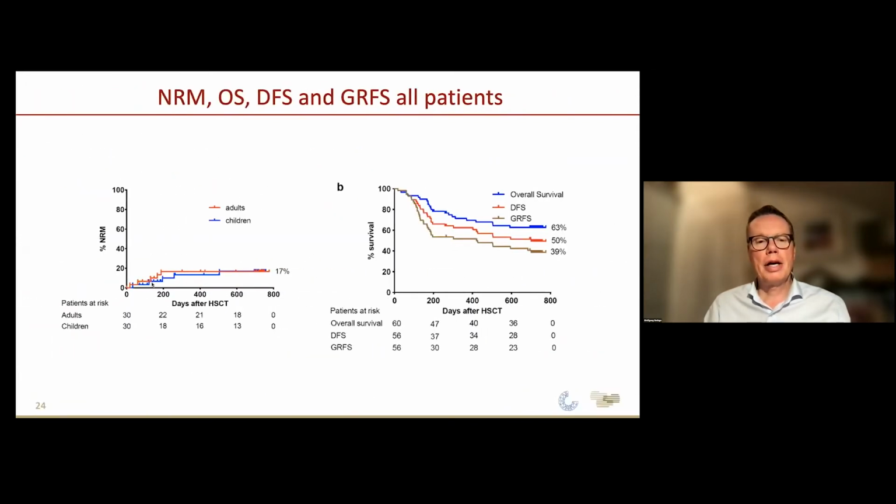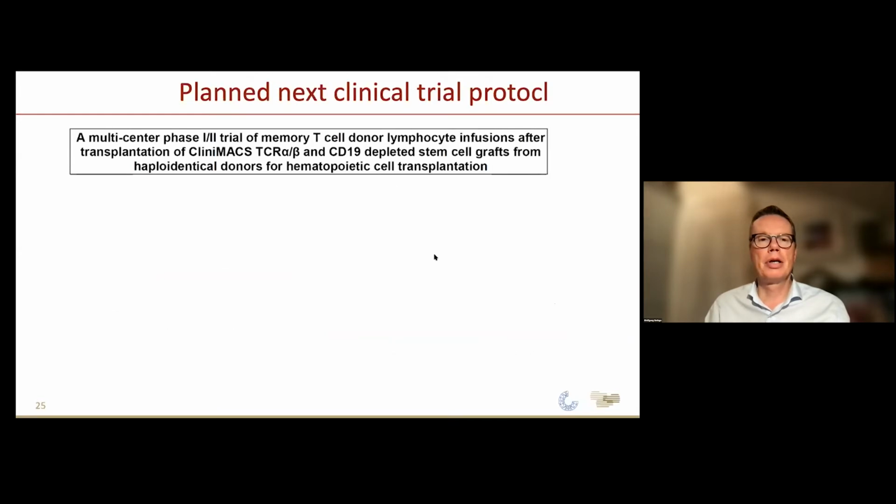Treatment-related mortality in the pediatric population was about the same as in the adult population. If you look at the overall disease-free survival and GVHD-free, relapse-free survival curves of the whole cohort, you see it's a little bit lower than in the adult part of the study, but still the results, given the high-risk cohort we are treating here, seem to me very promising and reassuring.